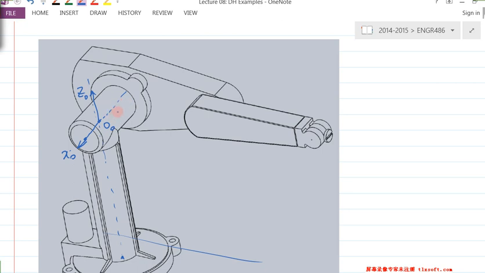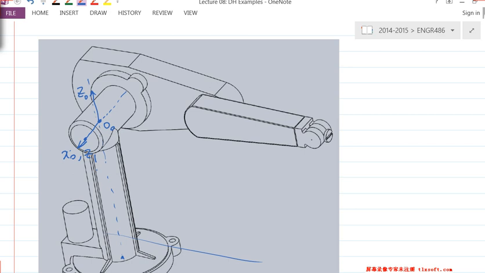Okay, use a red color, which looks better. It shows a black color. Is that good? X1. So here's X1. Which direction shall we assign the X1 here? X1 has to be perpendicular to Z0. And in this case, Z0, Z1, they intersect each other, right?